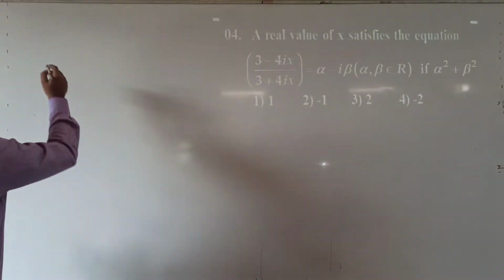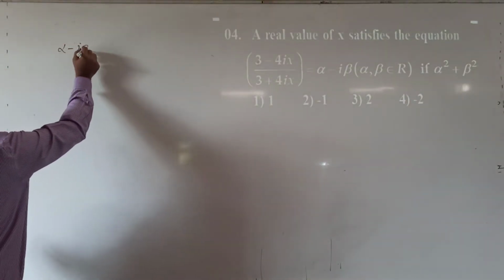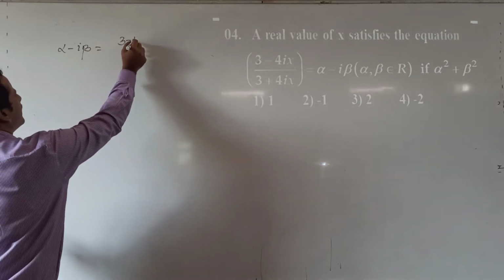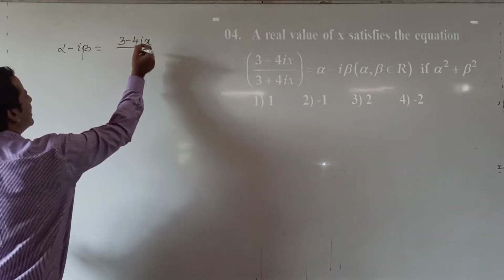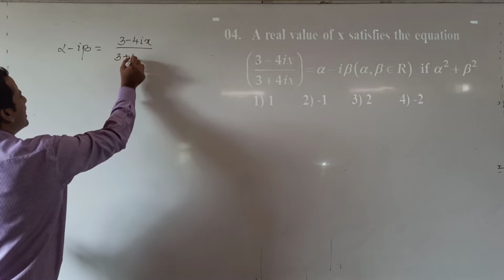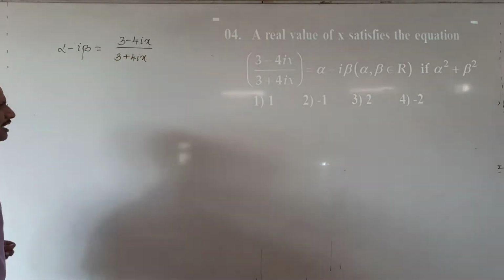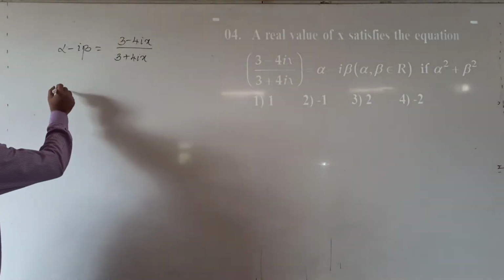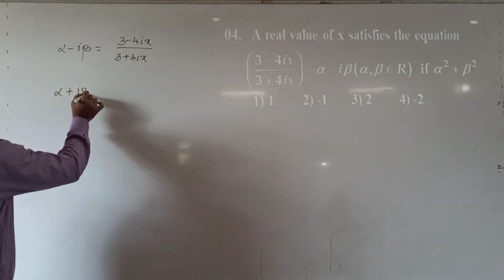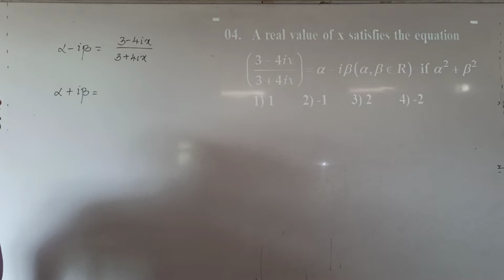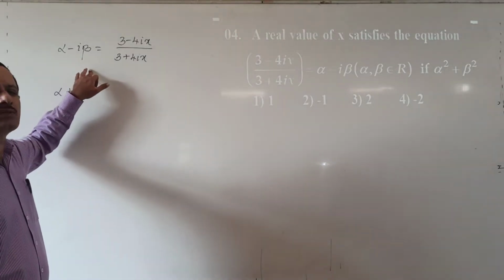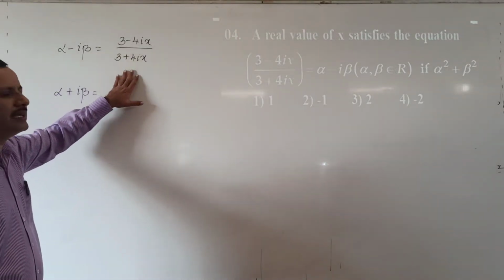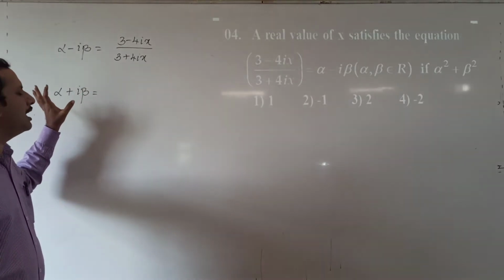Okay. So what they are doing is alpha minus i beta is equal to (3 minus 4ix) divided by (3 plus 4ix). We are asked to find alpha square plus beta square. So what I do is I find alpha plus i beta. Here in the equation we have alpha minus i beta equal to (3 minus 4ix) by (3 plus 4ix). I want alpha plus i beta.